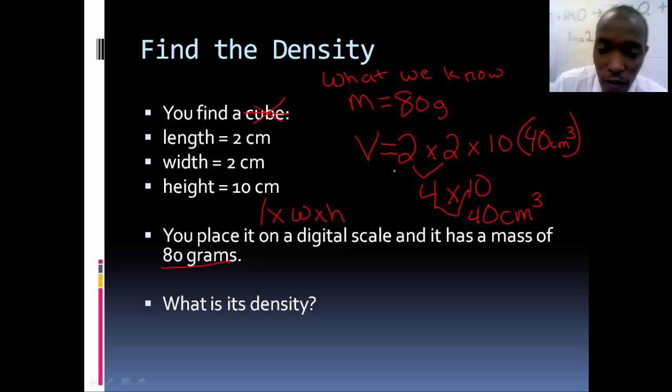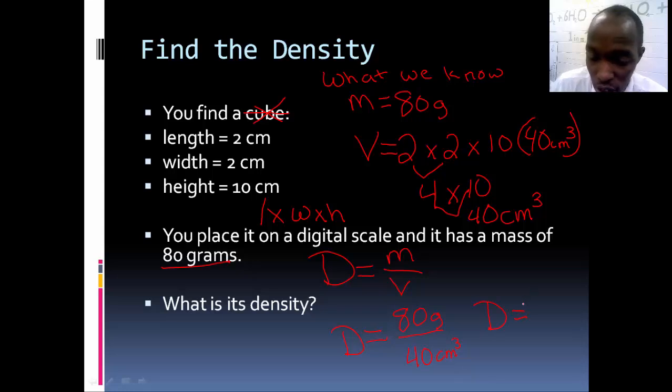All right, so we have our volume. So now, do we have all the components? Let's write our formula for density to make sure. So density is equal to M over V. All right, so let's plug in our values. Density is equal to our M, our mass, which is 80 grams, over our volume, 40 cubic centimeters. And then when you do the math, it comes out to 2 grams per cubic centimeter.